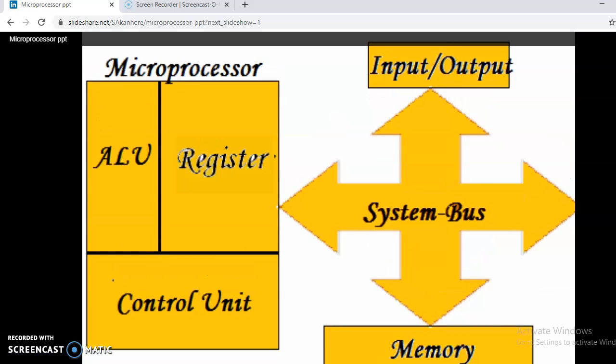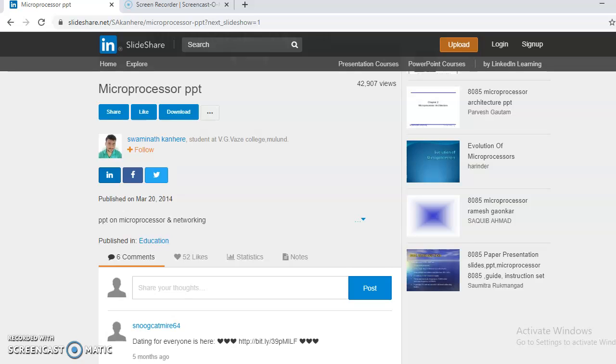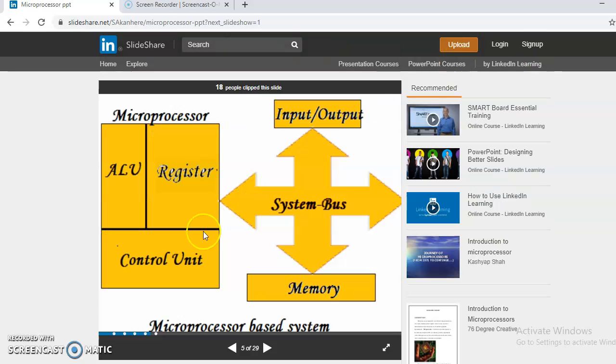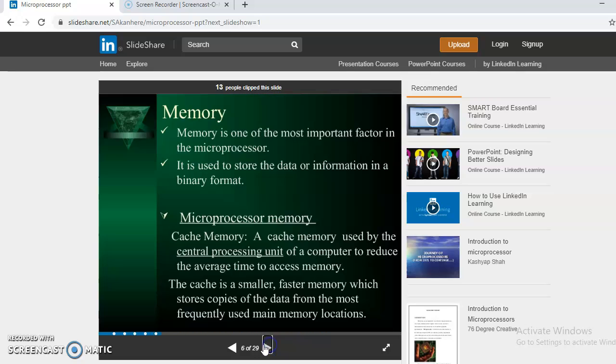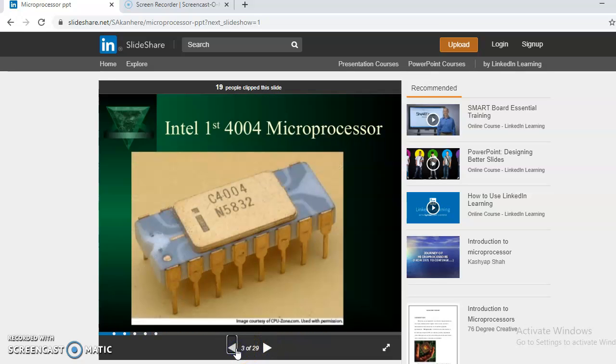So microprocessor is a small single chip. It is used to store a variety of information. Without a microprocessor we cannot process anything. It is a small chip. You can see pictures of the chips also. I will explain the evolution of the microprocessor chip in my next video.